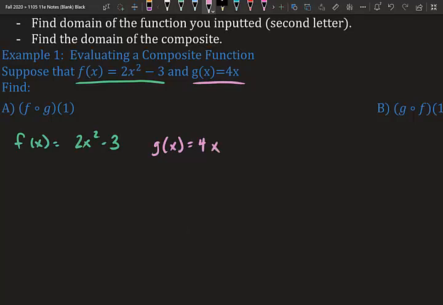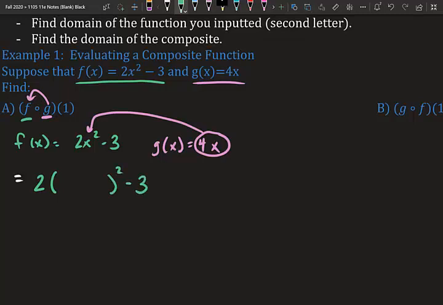So f composed with g of 1, let's just pretend that 1 is not there for a second. It's telling me to take the second function and put it into the first. So I'm going to take my second function and plug it into the first function where there's an x. There's an x right here, so I'm going to plug it in. We have 2x squared minus 3, and the x we're plugging in is 4x.